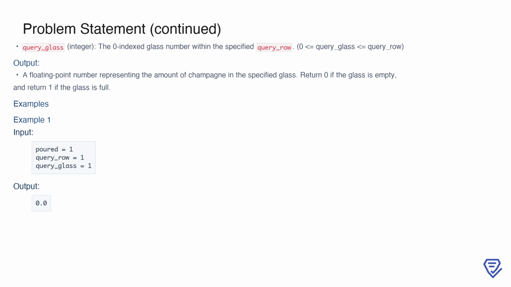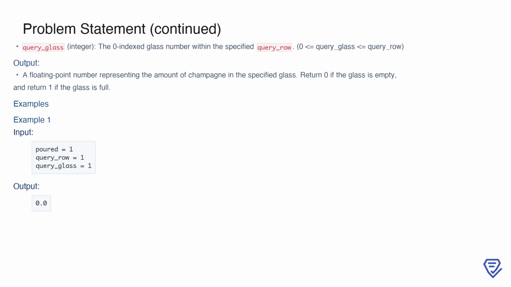To solve the problem, we are given 3 inputs. First, poured, which is the total number of champagne units poured into the topmost glass. Second, query_row, the row number of the glass we are interested in, where rows are numbered starting from 0. Finally, query_glass, which specifies the position of the glass within the specified row, also starting from 0. The output is a floating point number representing the amount of champagne in the target glass. If the glass is empty, we return 0, and if it's full, we return 1.